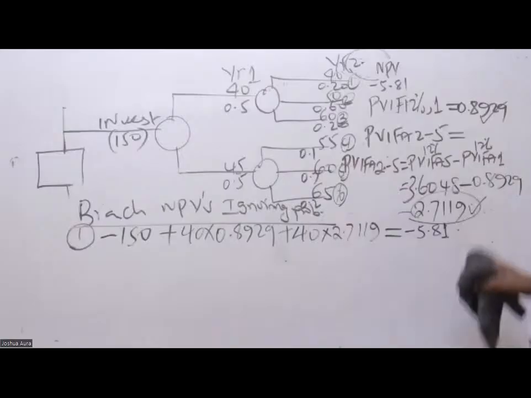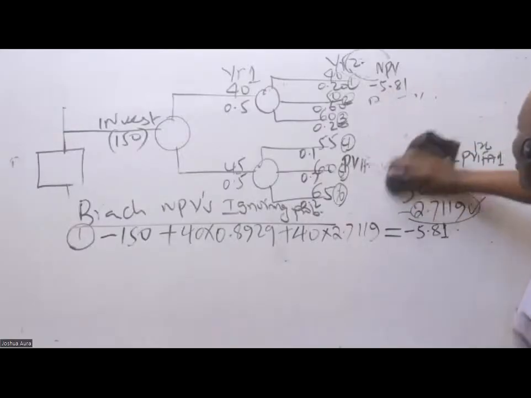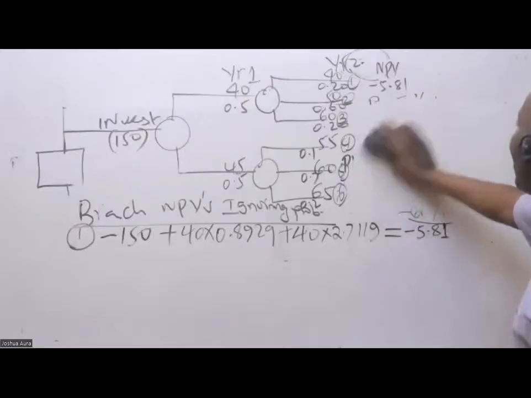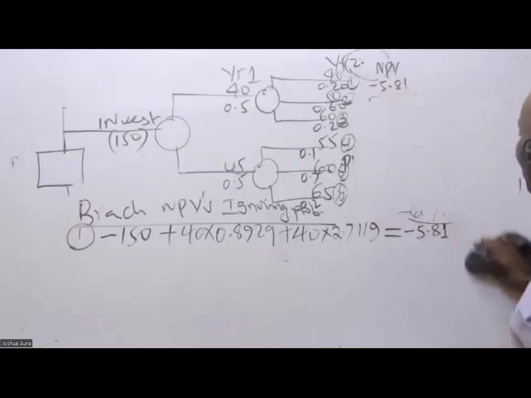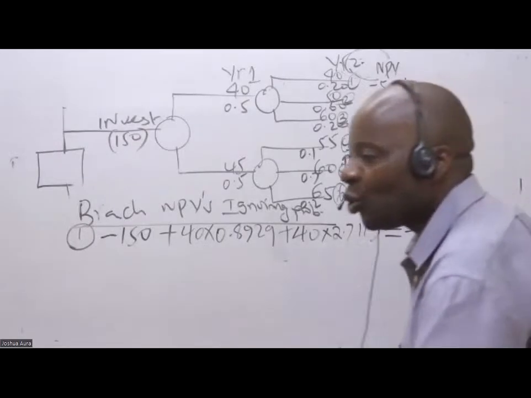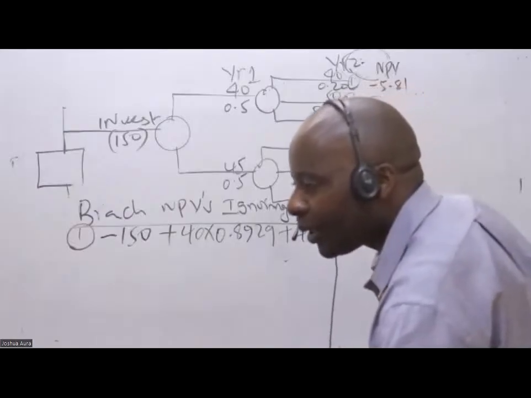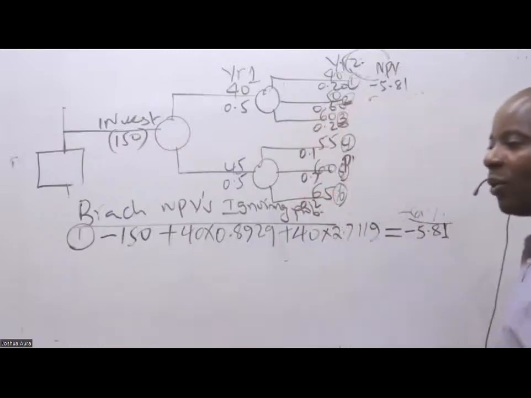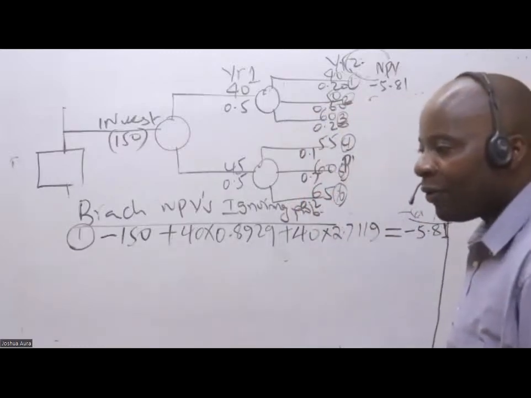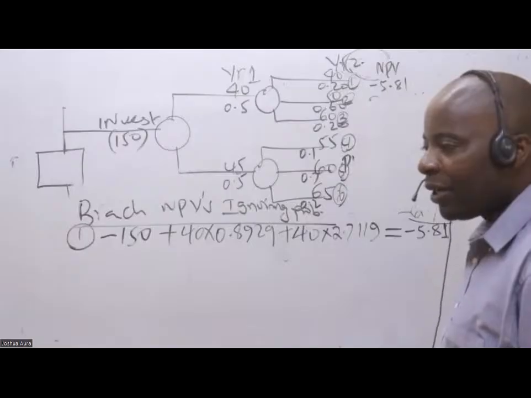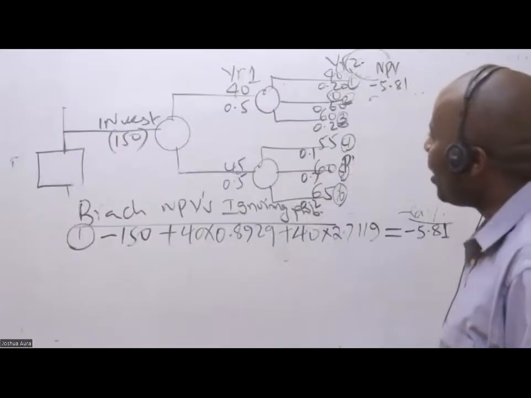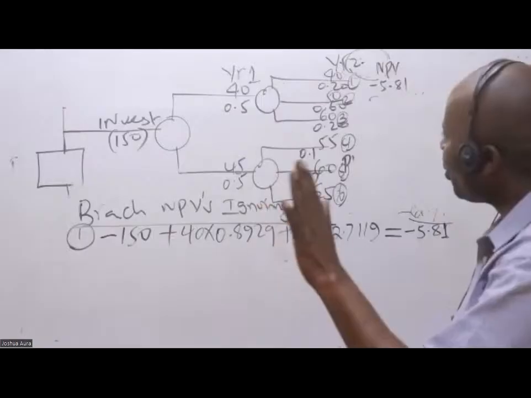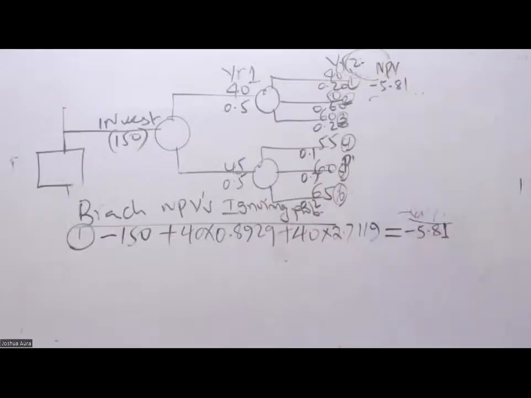Now from there, let's go to branch number 2. I hope you are able to see the road map. For branch number 1, it can also be PV for year 5, because the cash flows are the same. No, we don't want to go like that, you may confuse this thing. So go to branch number 2.